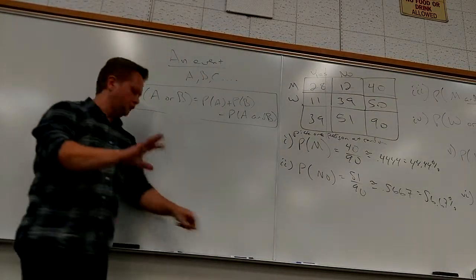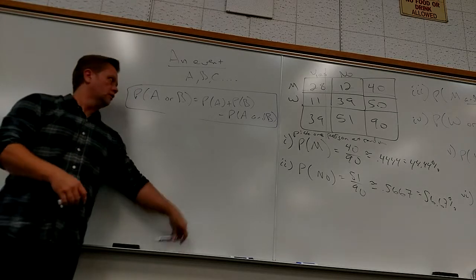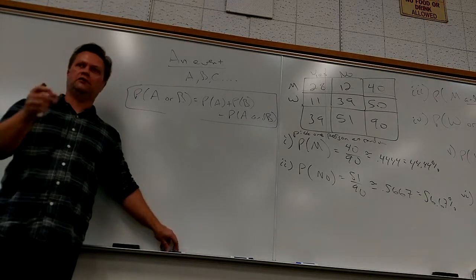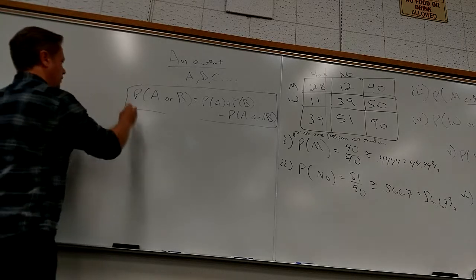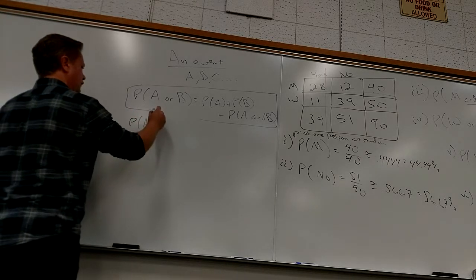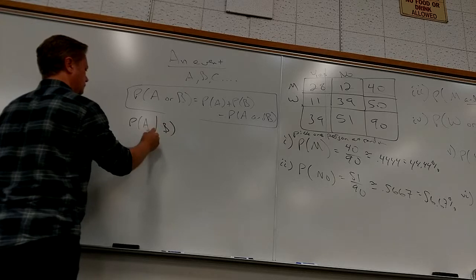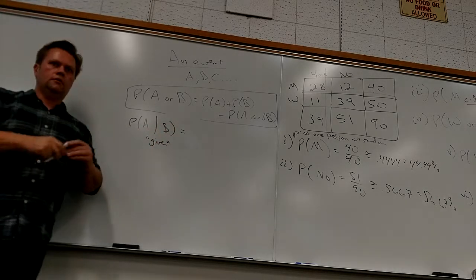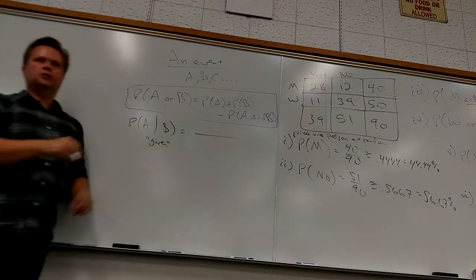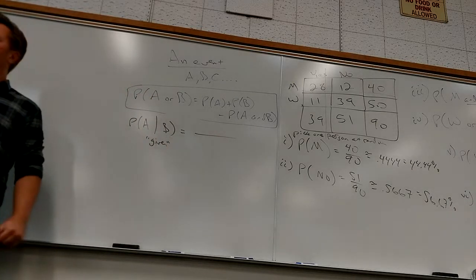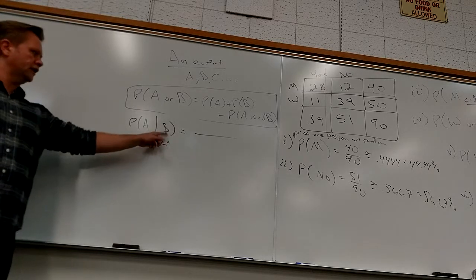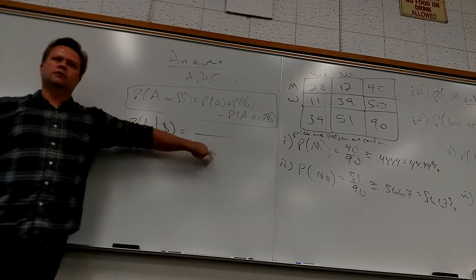Let's try to develop a general formula for "given." So, the probability of A given B. What's going to go on the bottom? The probability of B. Yeah, it's always the given thing. It's given that it's B, so how many things could happen? The stuff in B.